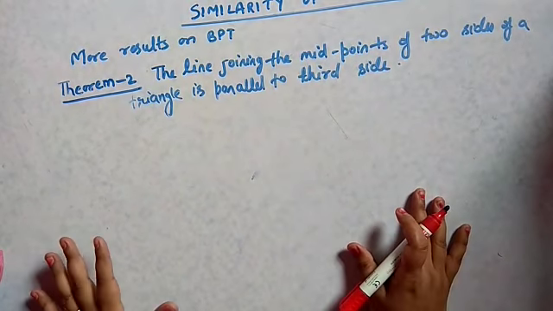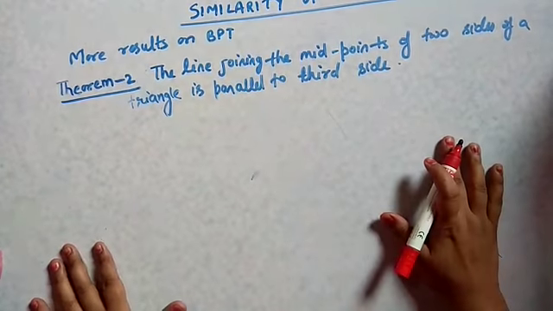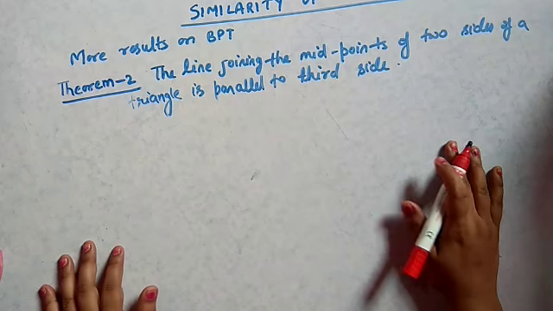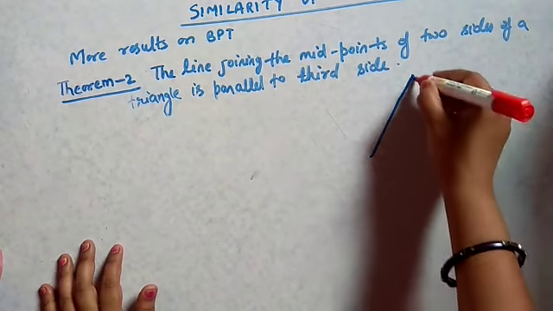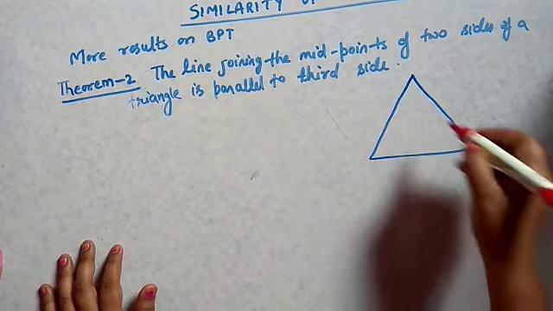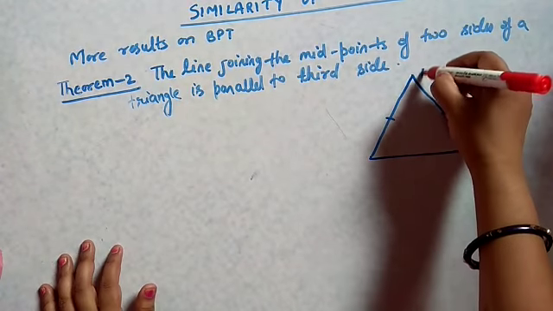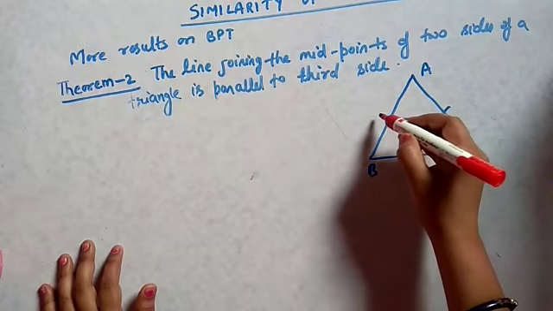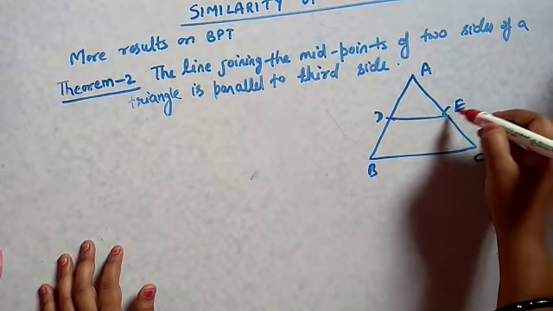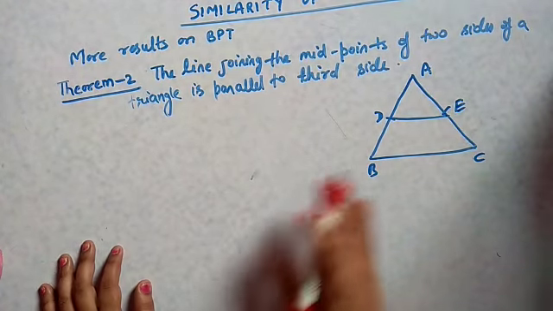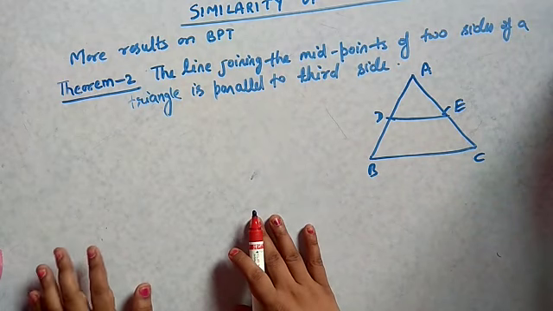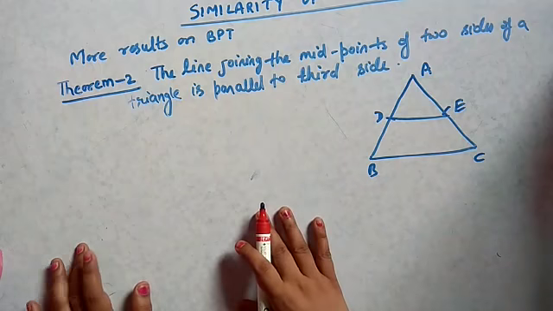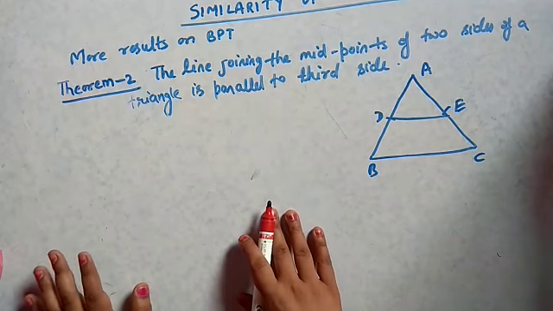Now the next theorem is: the line joining the midpoints of two sides of a triangle is parallel to the third side. In this theorem we have to prove that when we join the midpoints of two sides of a triangle, it will be parallel to the third side. I think you remember that you have done this theorem in standard 9 also. This is the midpoint theorem. But now we are going to prove this with the help of the BPT theorem.